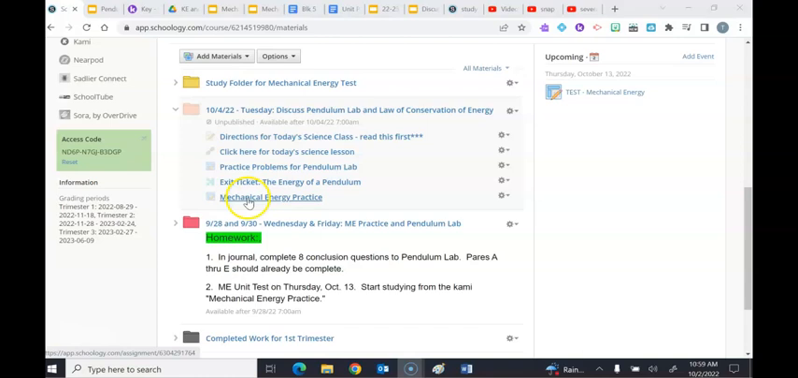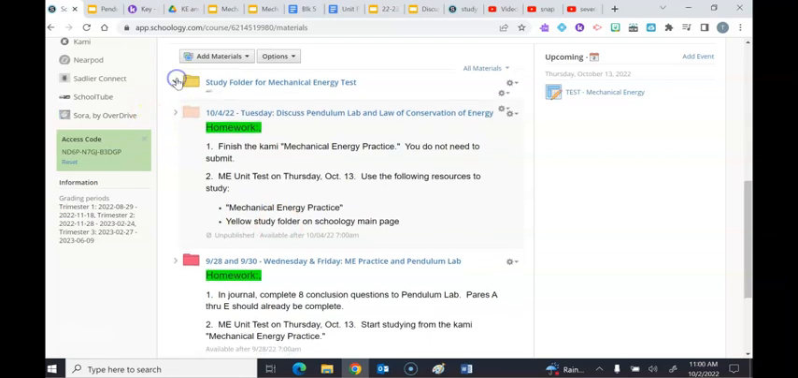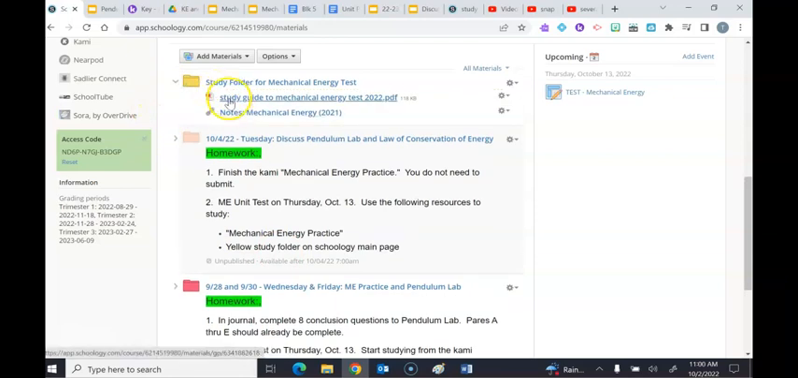The remainder of the class, you will be finishing your mechanical energy CAMI document. Remember that this is the long one, and we've got several pages to finish. You're going to use this class time to do that, and anything you do not finish, you will finish for homework. Your homework is to finish the CAMI document, Mechanical Energy Practice, and to start studying. Use the resources. You have 2 resources right now to help you start studying for next Thursday's test.